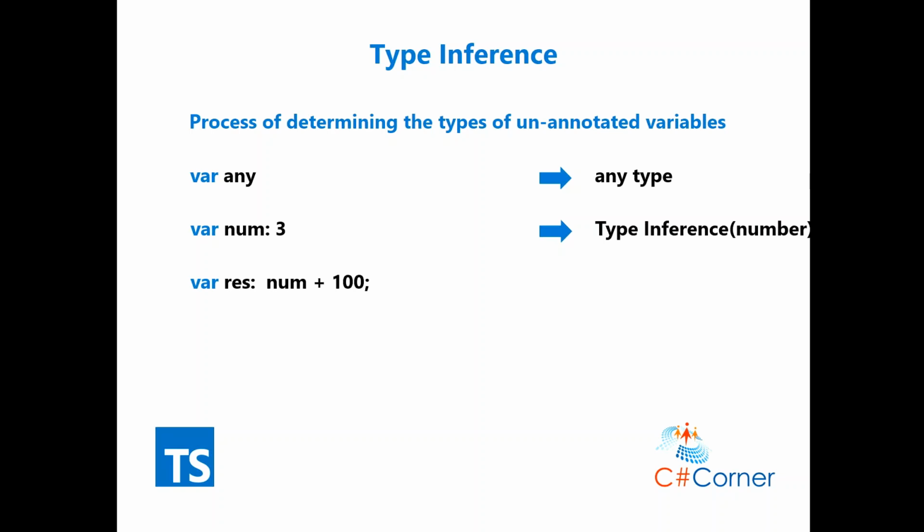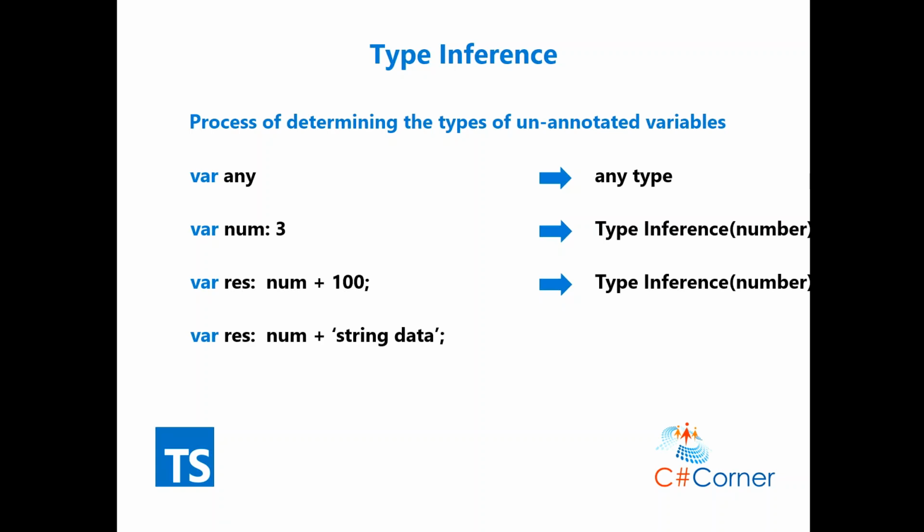So what will happen if you add 100 to that? You haven't said that this is a number, but the compiler itself concluded that num is a number. Then you are adding 100 more. So what will be the result here? Of course, they will conclude that this is also a number: 100 plus 3, 103 will be the result. Anyway, I will show you the source code after this slide.